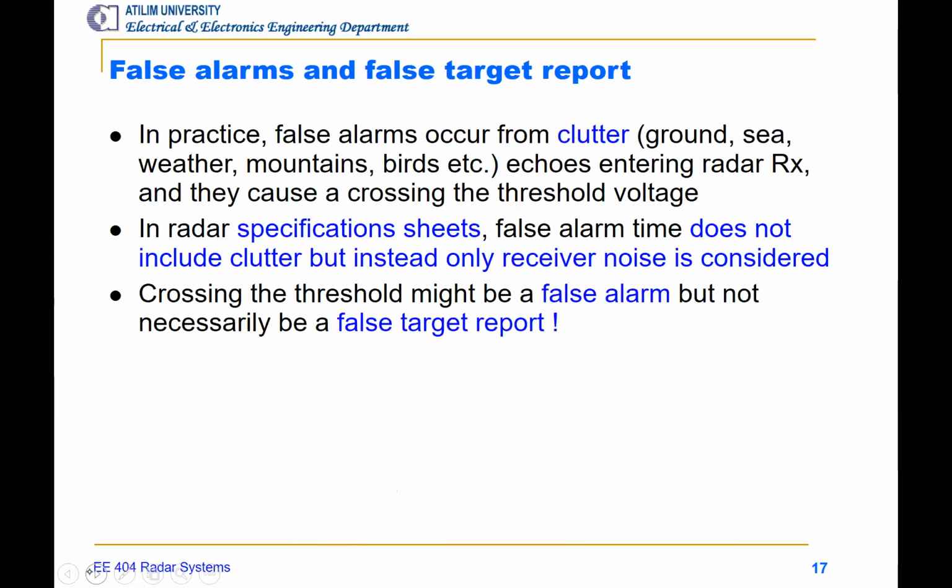Now, if we have a false alarm, it does not mean that that's a reporting of a target, because mostly we look at the number of false alarms, and if we repeat this, then we report a target. So a false alarm does not mean reporting a target to the operator. We have to be careful in here.